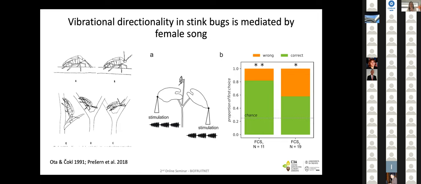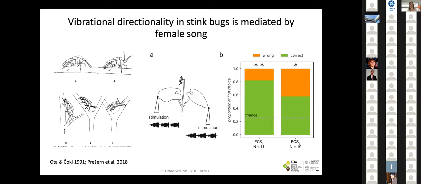And why is it important to co-evolve together with the substrate and to correctly identify the signal? Because the directionality of stink bugs is based just on the perception of vibrational signals from the female song. Usually females are stationary, and the males, when they perceive the signal of the female, start what has been described as searching behavior that you can see in the drawing. So they start to walk, and then they stop and stretch their legs to listen and perceive the female song.